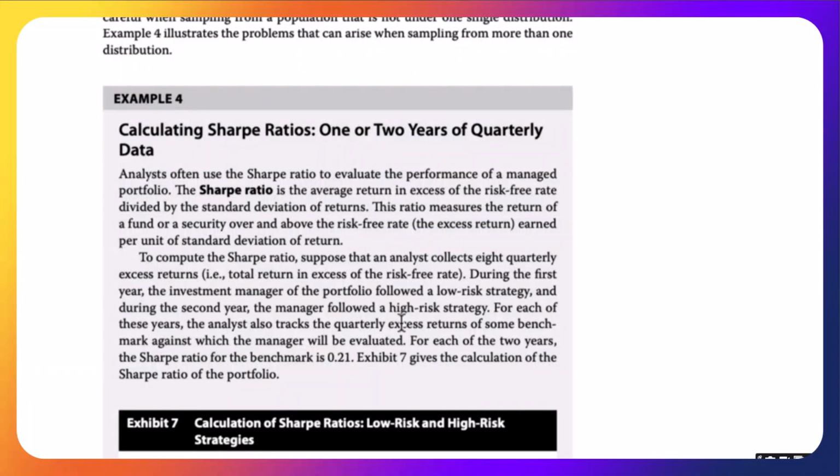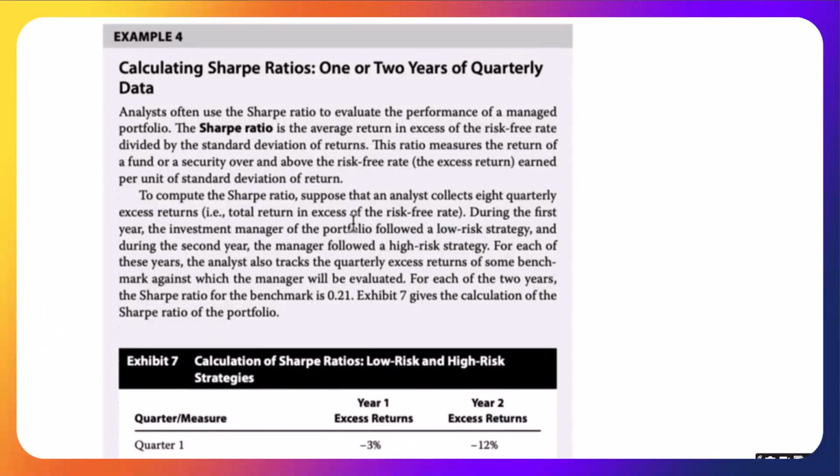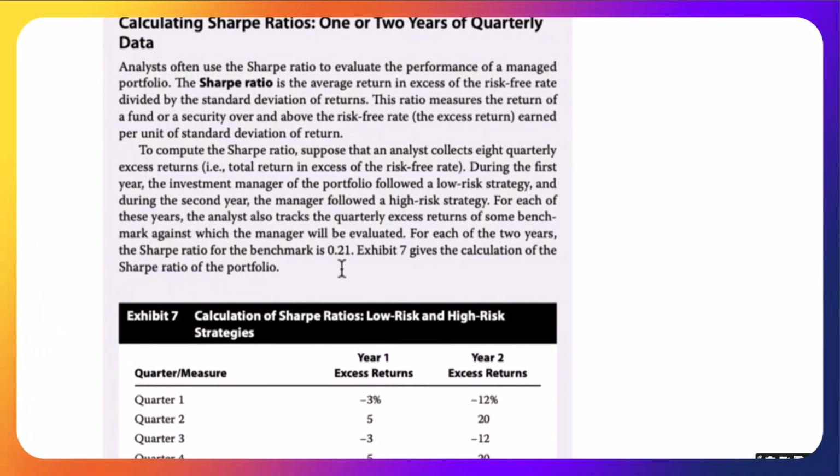It's just telling you exactly what the formula is. It's the average return in excess of the risk-free rate of your portfolio divided by the standard deviation. This ratio measures the return of a fund or a security over and above the risk-free rate earned per unit of standard deviation of return. To compute the Sharpe ratio, suppose that an analyst collects 8 quarterly excess returns. During the first year, the investment manager of the portfolio followed a low-risk strategy, and during the second year, the manager followed a high-risk strategy.